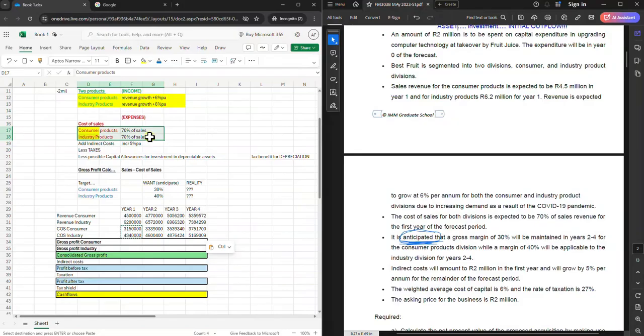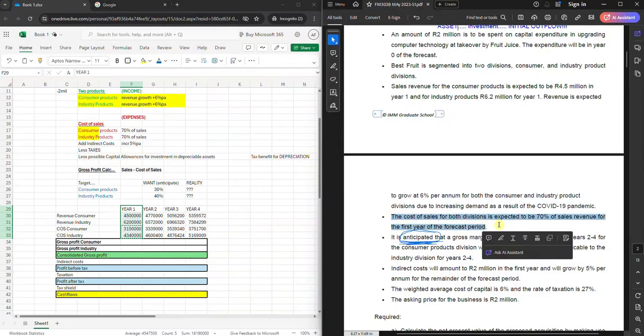That was what my question was. Is it going to be duplicated? Because in the question, it only said for first year. The revenue is growing. So if the revenue is growing, the cost of sales is going to be based on the actual sales revenue. That's what I thought, but then it said over there in the question for first year of the forecast period. It's 70% of sales for the first year of the forecast period. For the first year. So this assumption holds true for the first year. 2, 3, and 4.